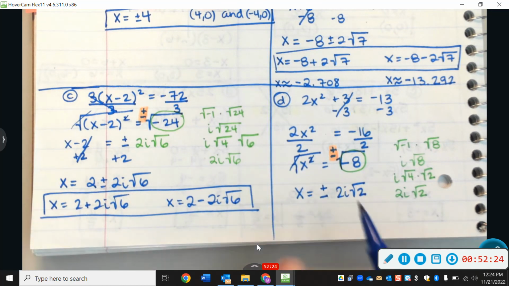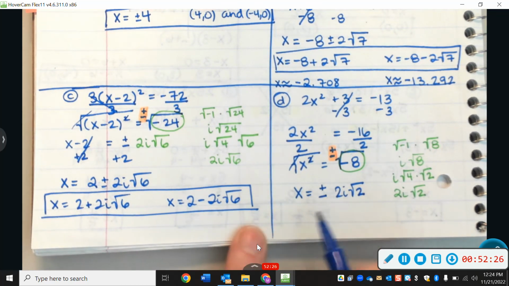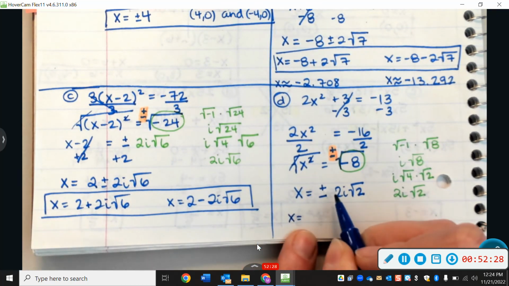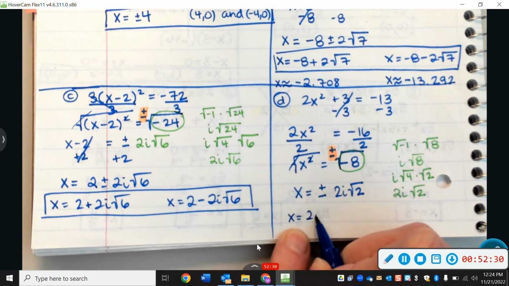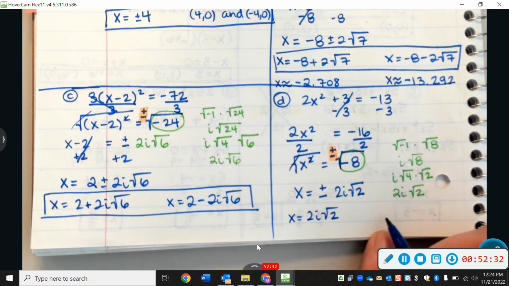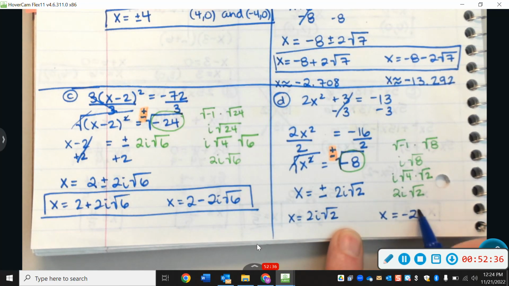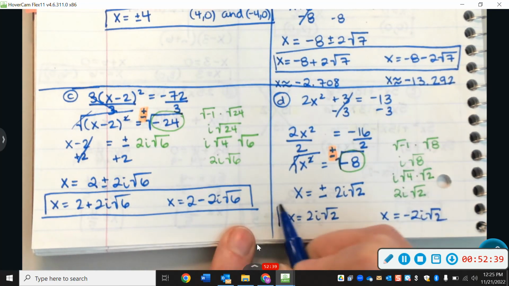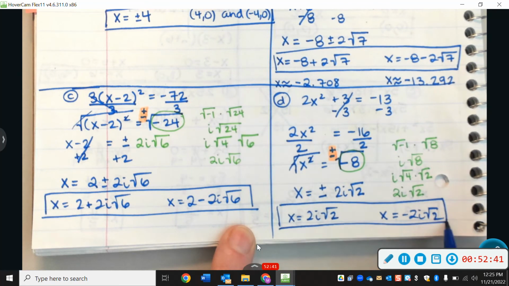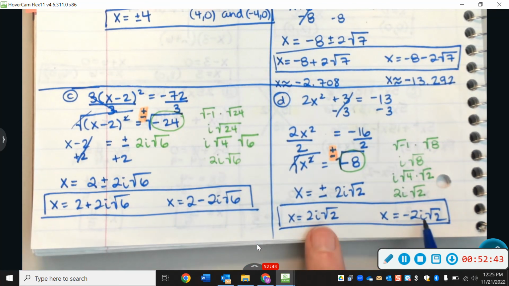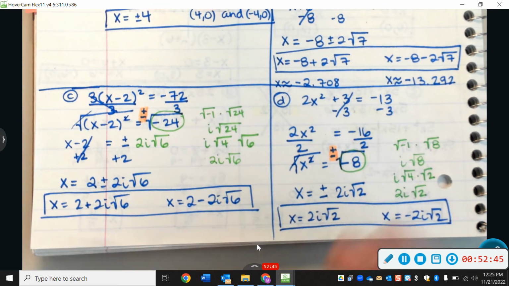And once again, if you don't like leaving it like this, you can write it as 2 separate solutions. You could say x equals positive 2i root 2 and x equals negative 2i root 2. And on a graph, this would look like it's not crossing the x-axis because imaginaries are a third axis. They exist in 3-dimensional space.